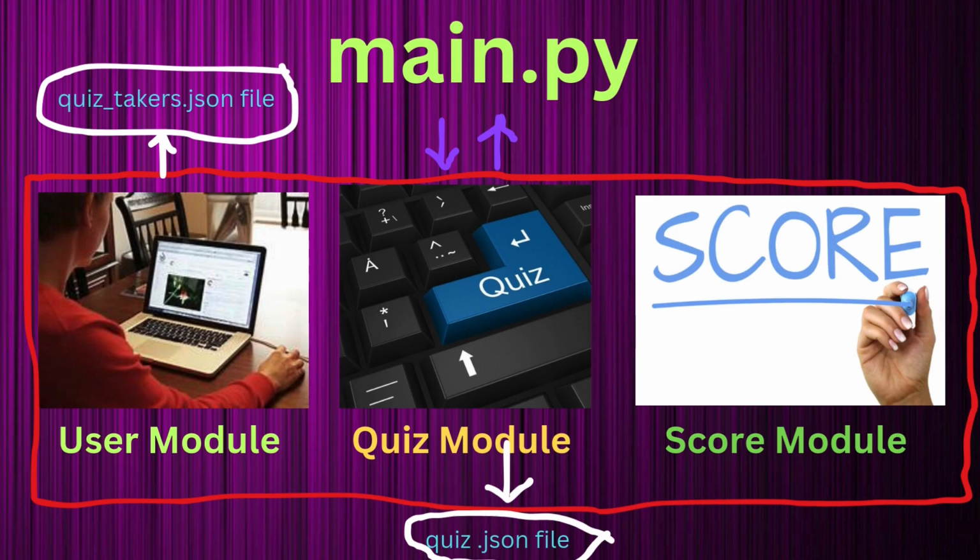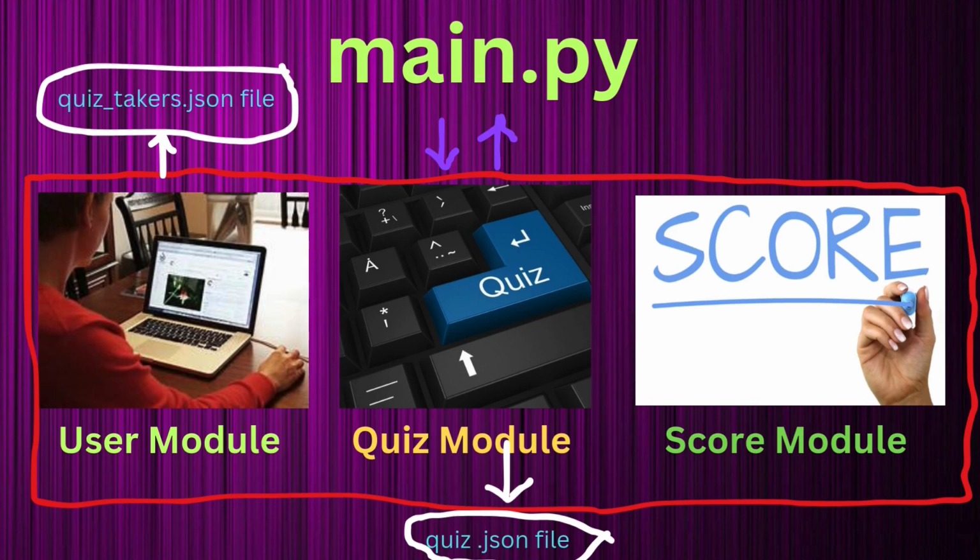Okay, so about this project, we have three modules here. It is a user module, a quiz module, and a score module. Apart from this, a main file by which we are going to use all these modules, and we have two JSON files here. It is quiz takers, where we are going to save the user's name and age, and another JSON file where we are going to have the questions along with their answers, which we are going to use to create this quiz. Fine. So friends, let's start discussing this project from the main.py.